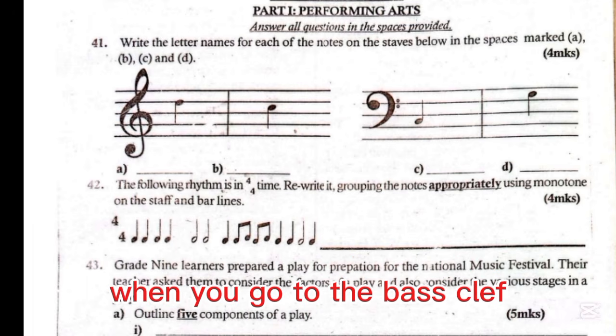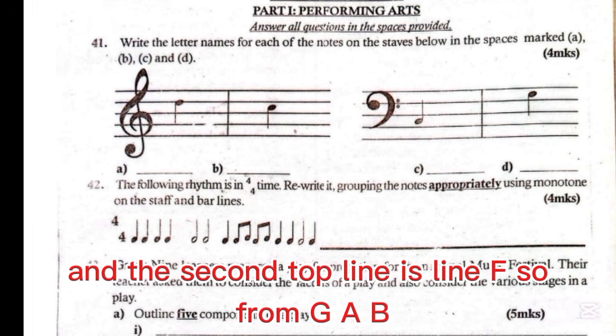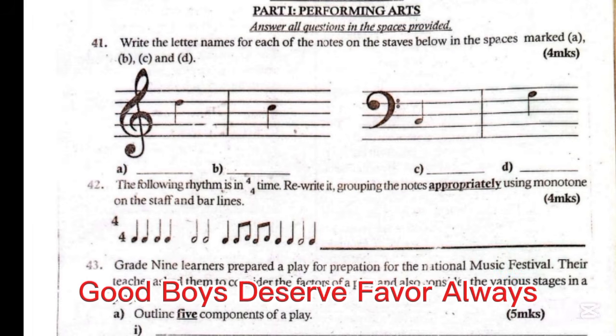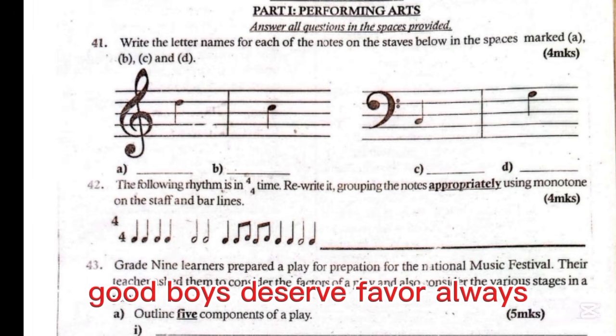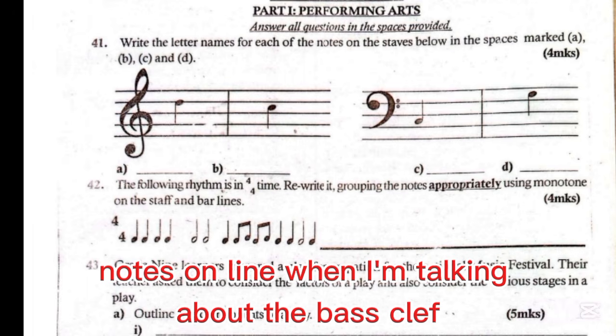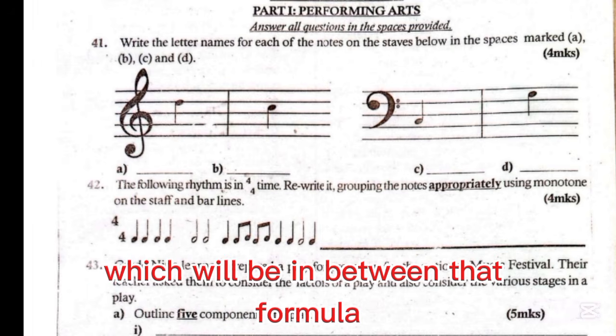When you go to the bass clef, the bottom line is line G, and the second top line is line F. So from G, B, we say that Good Boys Deserve Favor Always. Good Boys Deserve Favor Always. That's the formula you can use to get the notes on the lines when you're talking about the bass clef. The spaces will take the remaining notes, which will be in between that formula.